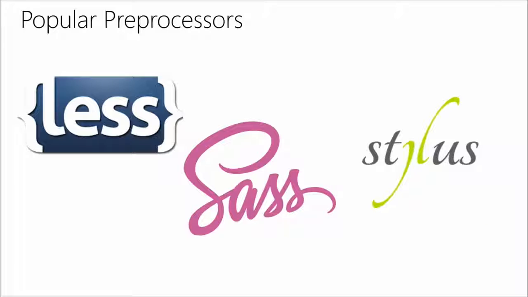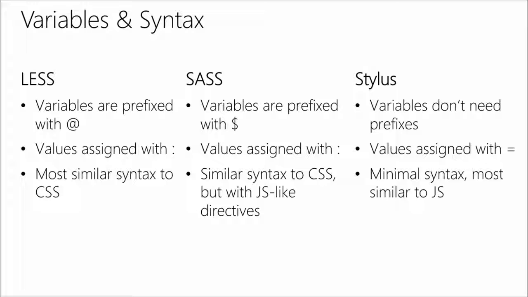Right. So there are 3 major preprocessors out there. They're Less, Sass, and Stylus. They all have different philosophies on what are best practices. They also have different advantages and disadvantages. I don't want to go into too much of the nitty-gritty today about how to use each one, or how functions are different in each one. But I just want to talk generally about what their philosophies are, what some of their advantages and disadvantages are, and who benefits from using each one. So let's start by talking about variables and syntax.